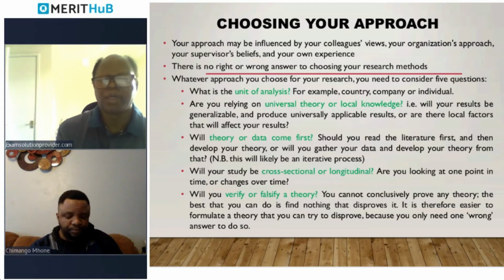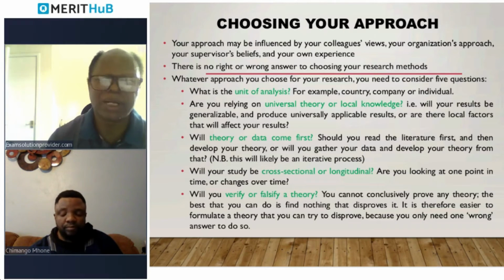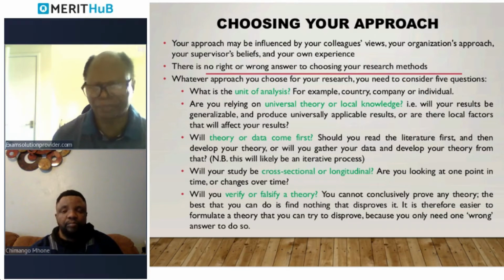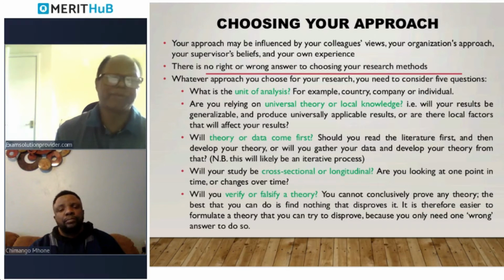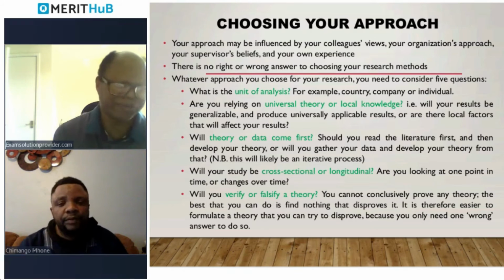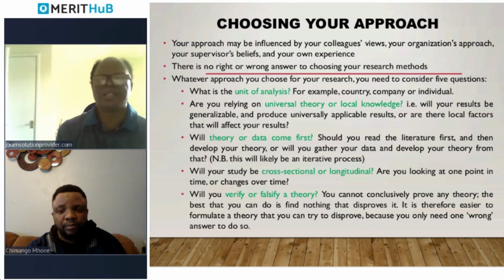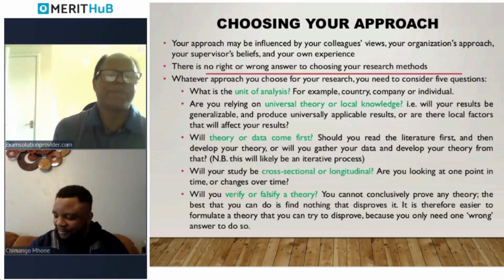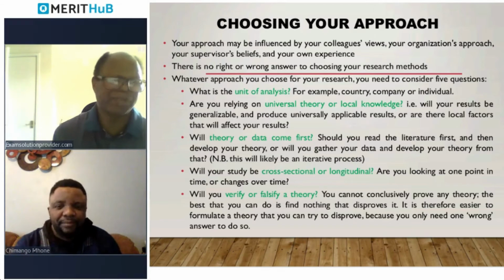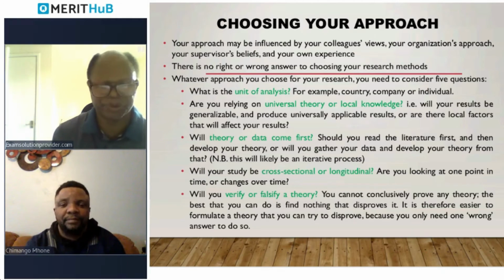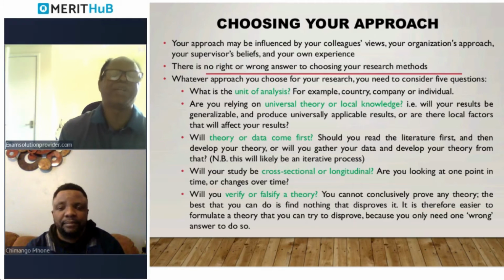As I said, there's no right or wrong answer to choosing your research methods. Whatever approach you choose, you need to consider 5 questions. The first is: what is the unit of analysis that you are going to use? You can see this is the planning phase. You haven't even started conducting research. So when we talk about a proposal, these are the things we expect you to have thought through.